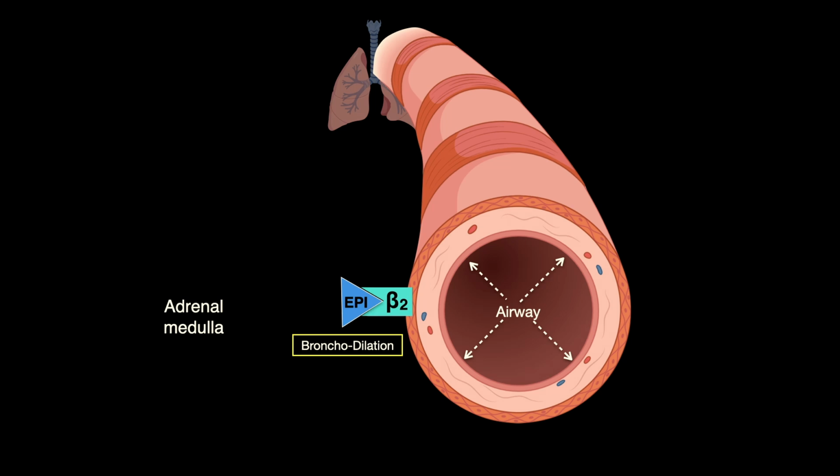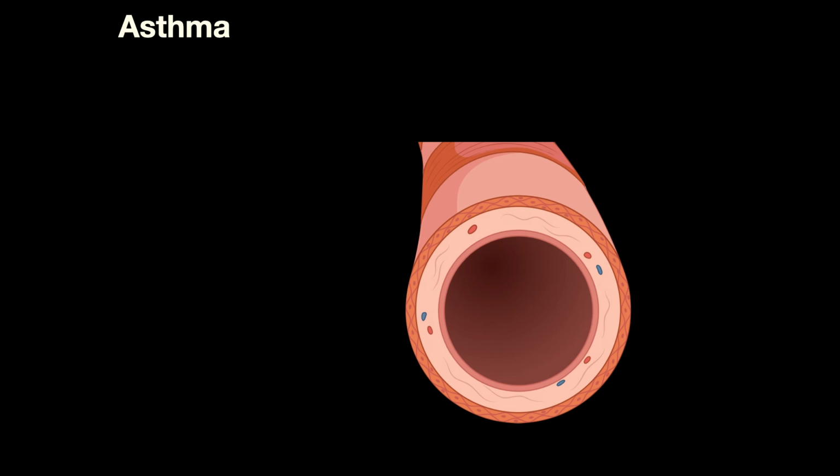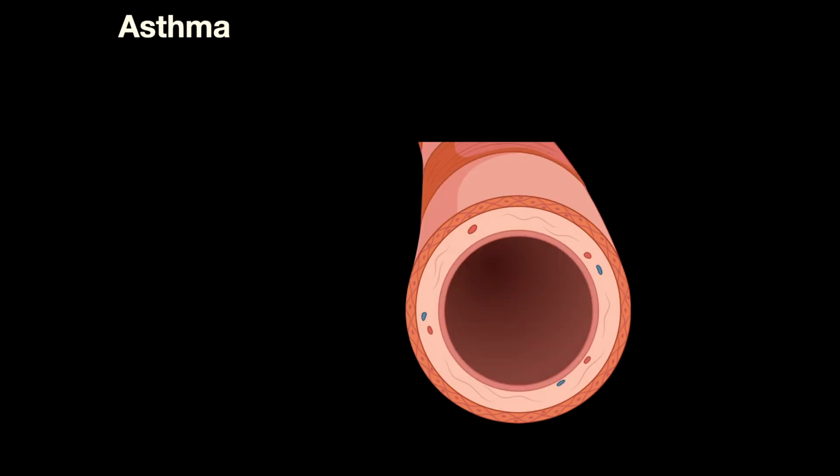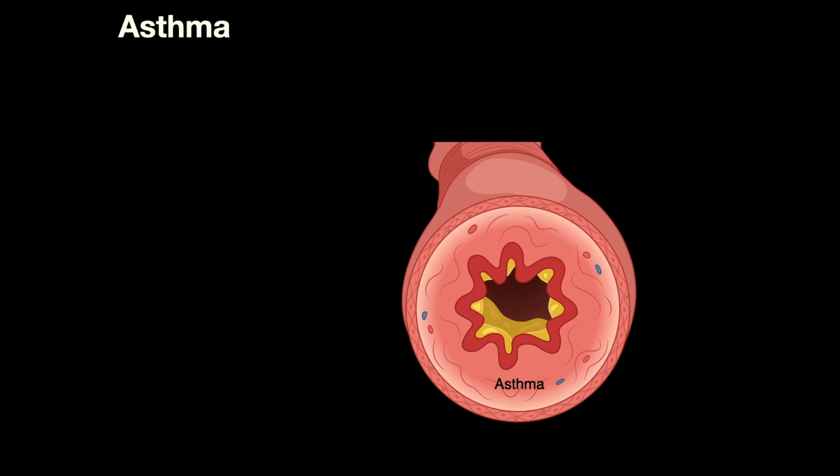This becomes very important when you're exercising and you need to increase airway. Now, a problem happens in people who have asthma. Asthma is when these airways are more narrow, and there are a number of reasons.